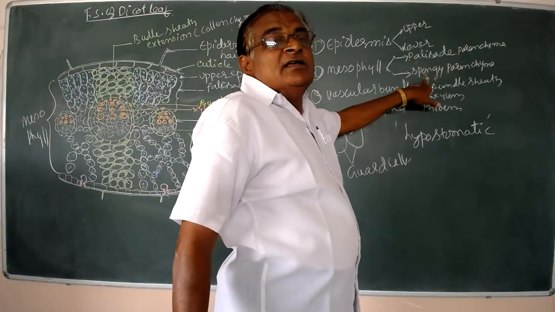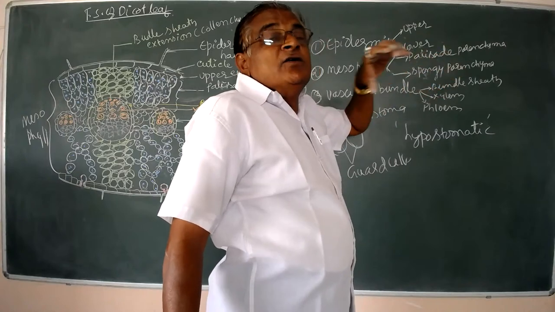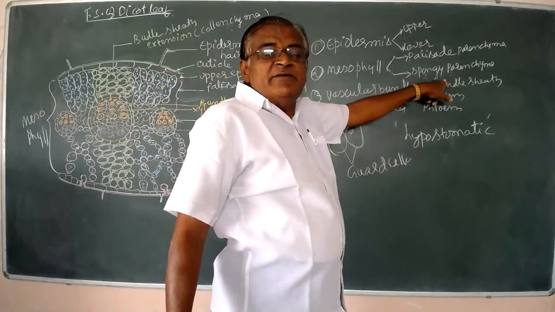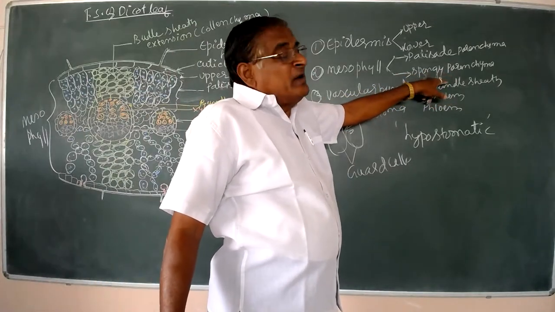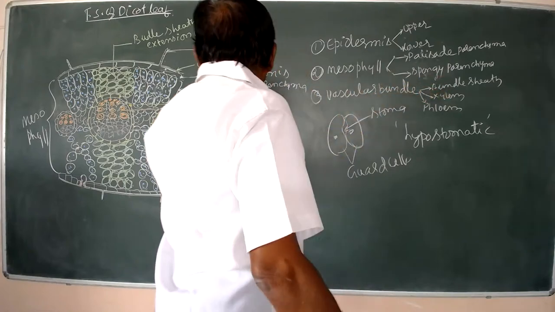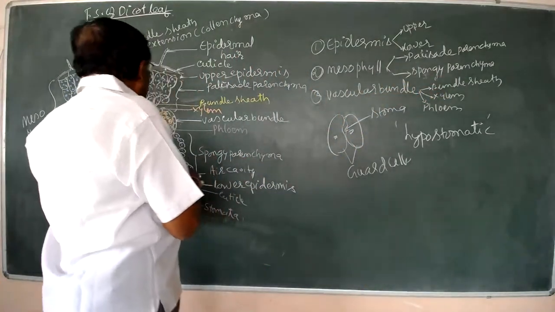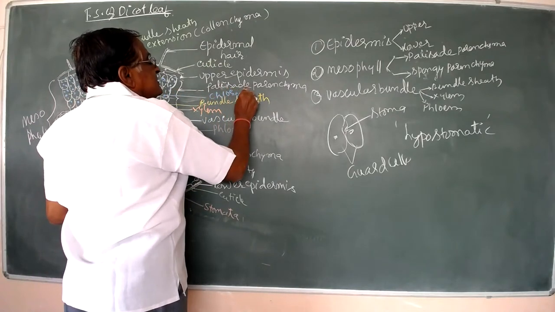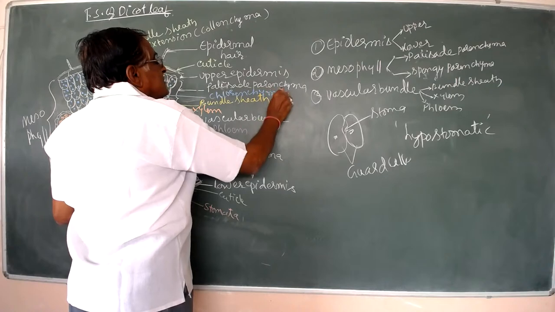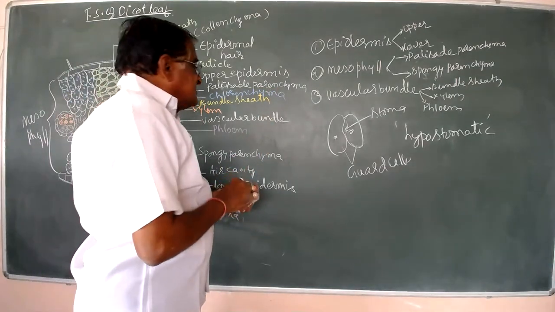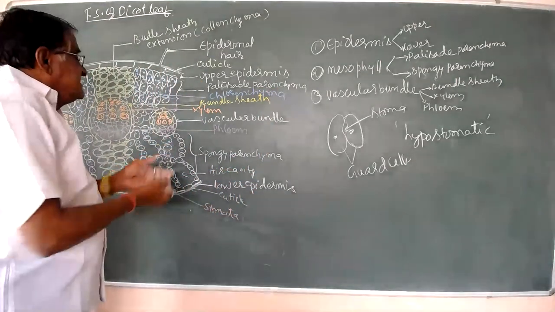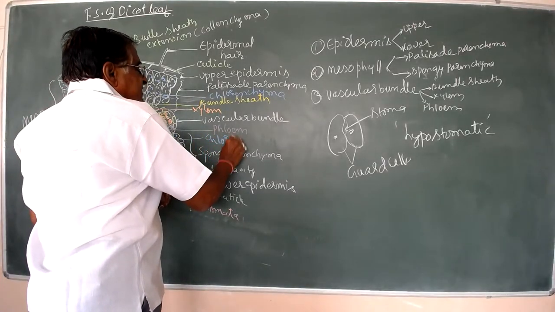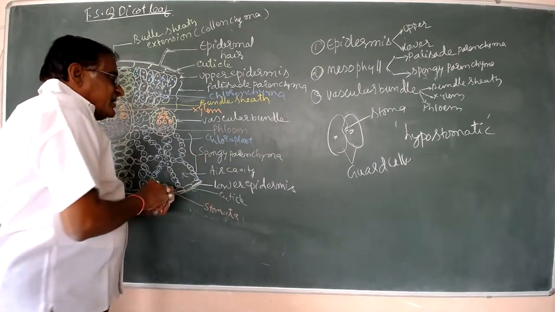Moreover, in between the cells, you will find air spaces. This spongy parenchyma has a little amount of chloroplast also. It is having chloroplast, so it is a chlorenchyma. That is because of the chloroplast, though it has a lesser amount of chloroplast.